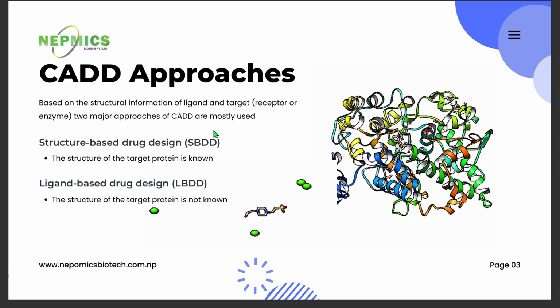In computational drug designing, we actually use two different approaches. One is structure-based drug designing, and another is ligand-based drug designing. They are based on whether the structure information of the receptor or ligand molecule is given or not. In structure-based drug designing, the structure of the target protein, or target receptor, is well known, so you can start from there. In ligand-based drug designing, the structure of the target protein is not known, so you need to start from the ligand molecule.